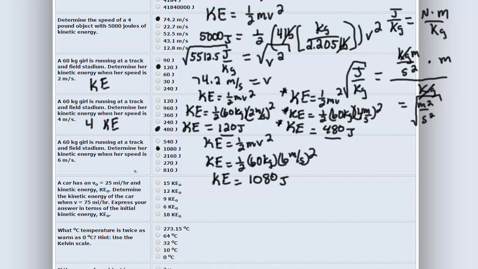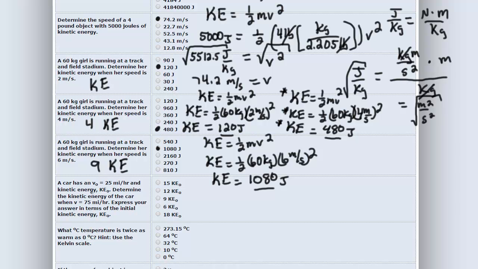Kinetic energy goes as the speed squared, so 3 squared is 9. She should have 9 times the kinetic energy. So 9 times 120 is going to give us 1080. Sometimes understanding proportions is a much faster way to solve problems.